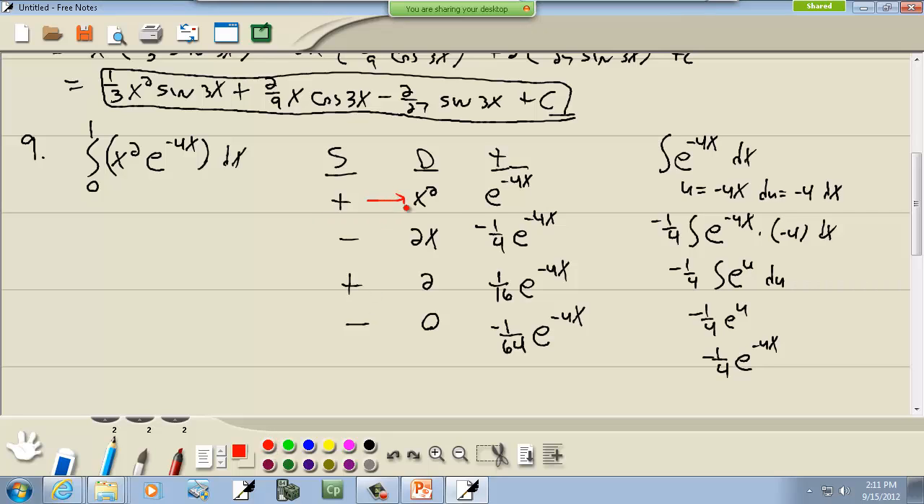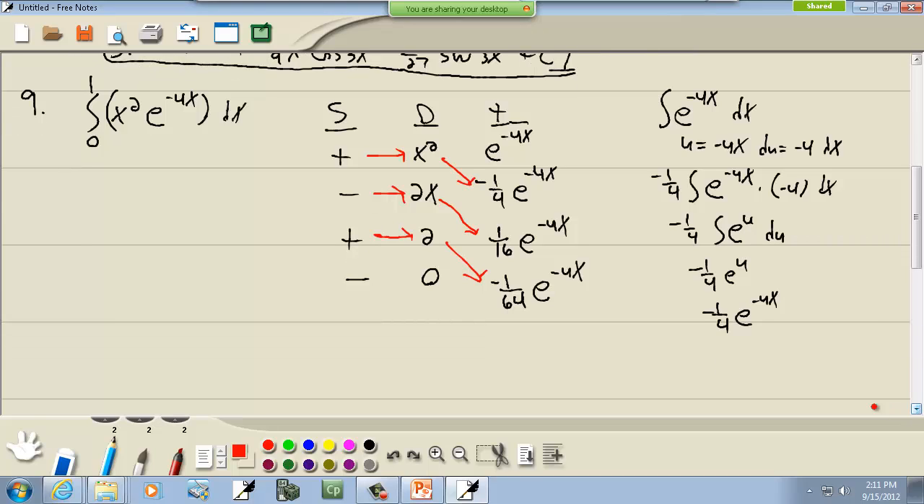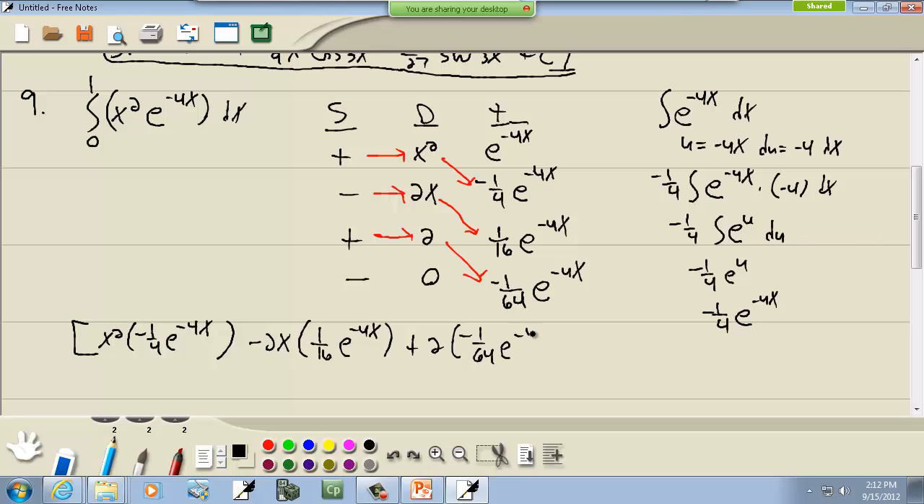Okay. That goes with that. This one goes with that one. That goes with that. This one goes with that one. This goes with that. And this one goes with that one. So, down here, we're going to have a positive x squared times that. Then we'll have a negative 2x times 1/16 e to the negative 4x. And here we have a positive 2 times the negative 1 over 64 e to the negative 4x. And this is from 0 to 1.